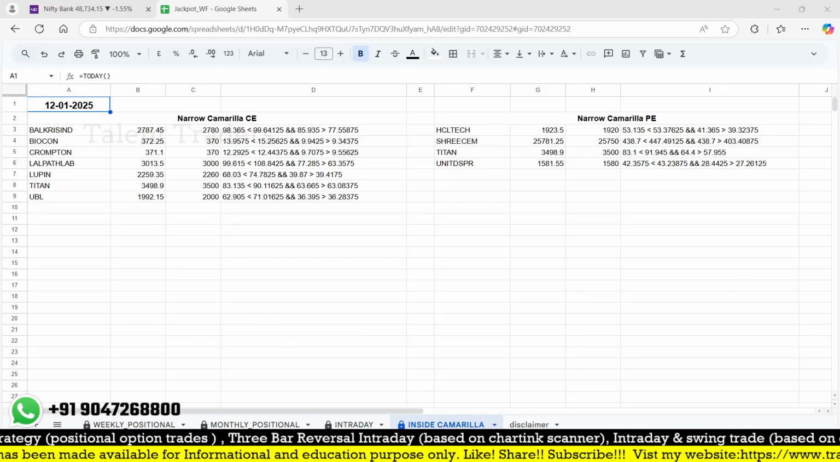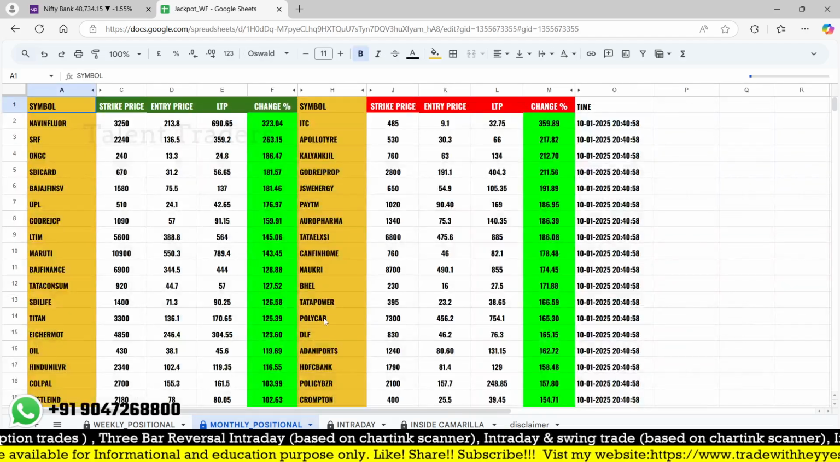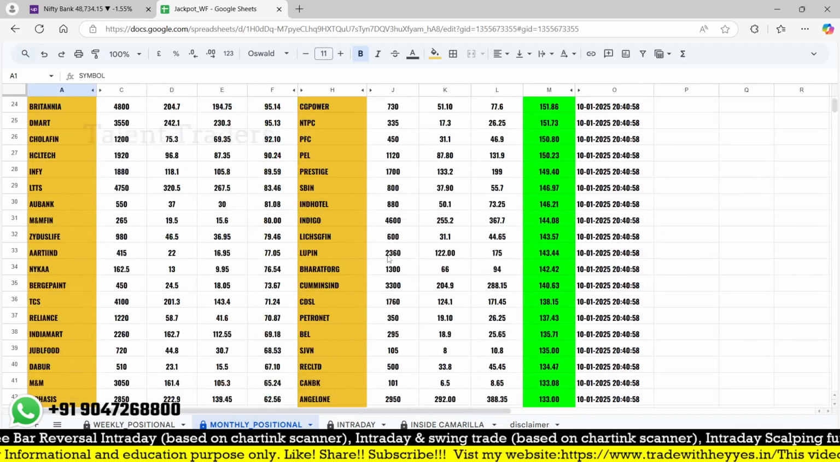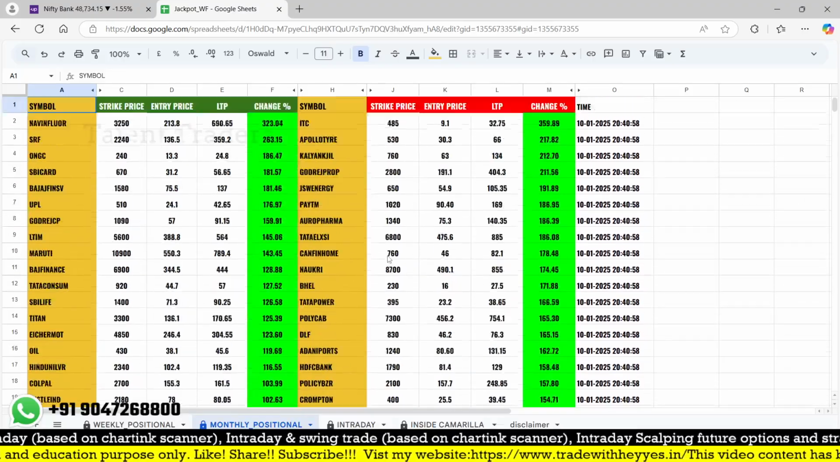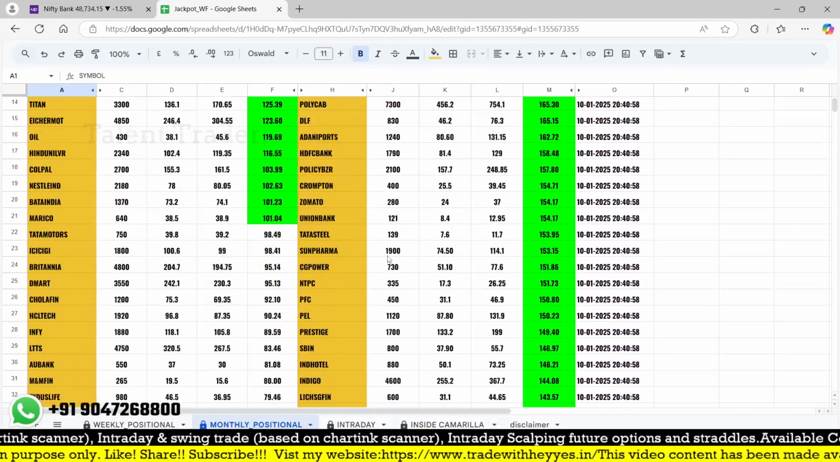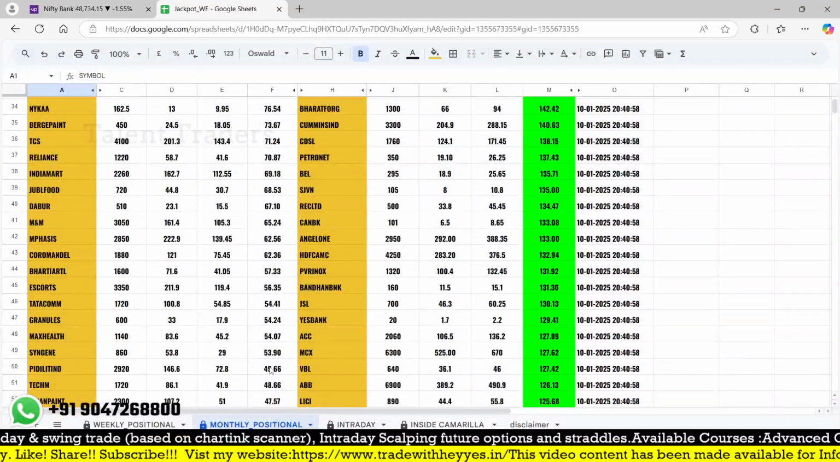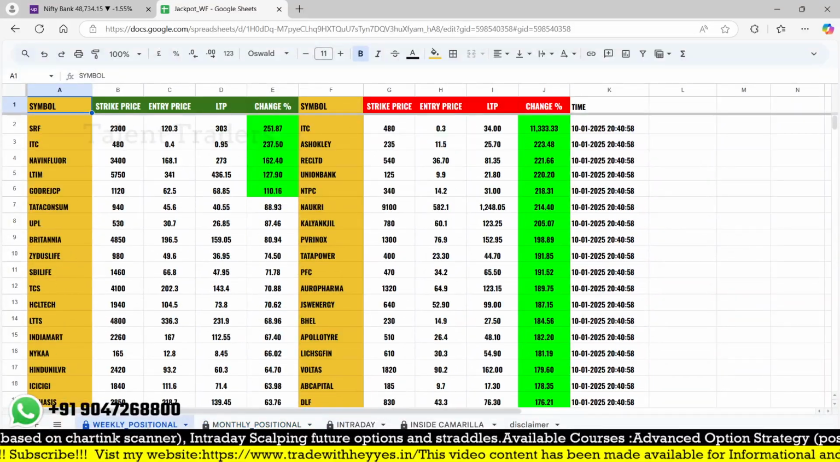And in this month, we have a lot of opportunities. I think I made some videos yesterday regarding how we can effectively use our strategies with this Google Sheet, and a lot of opportunities. And weekly also, we have a lot of opportunities on the put side.